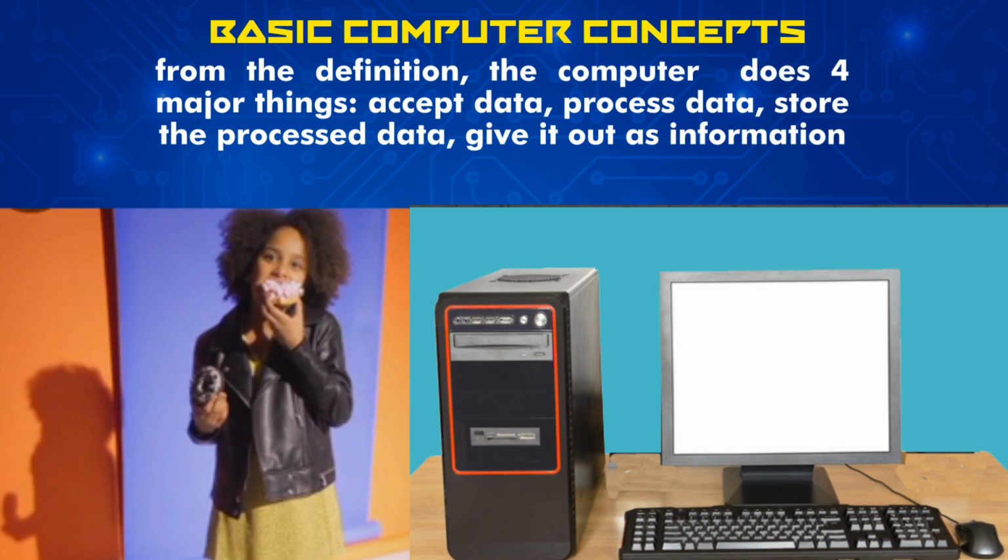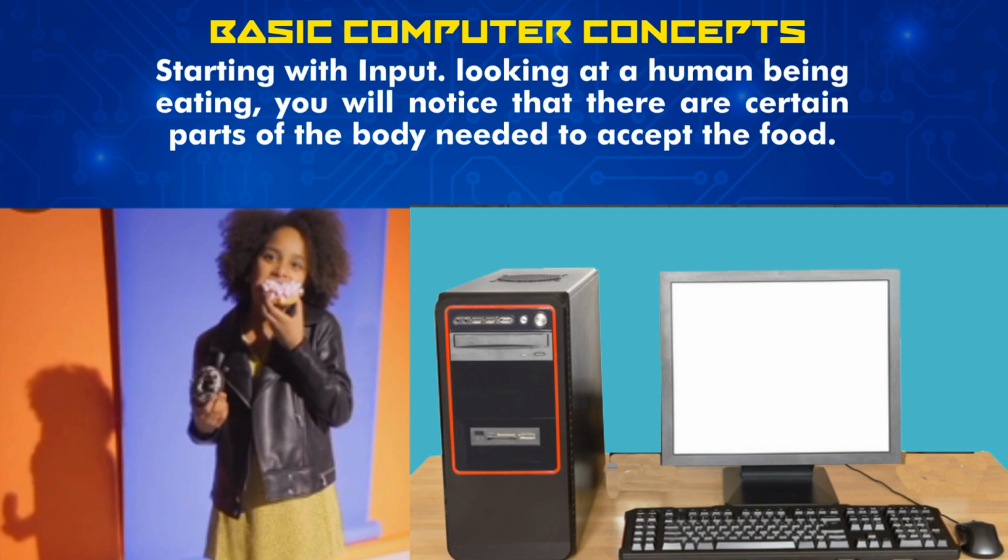Now, you will notice from the definition of computer that it does 4 major things, which is to 1. Accept data, 2. Process the data, 3. Store the processed data, and 4. Give it out as information. Now let's start with the first one.